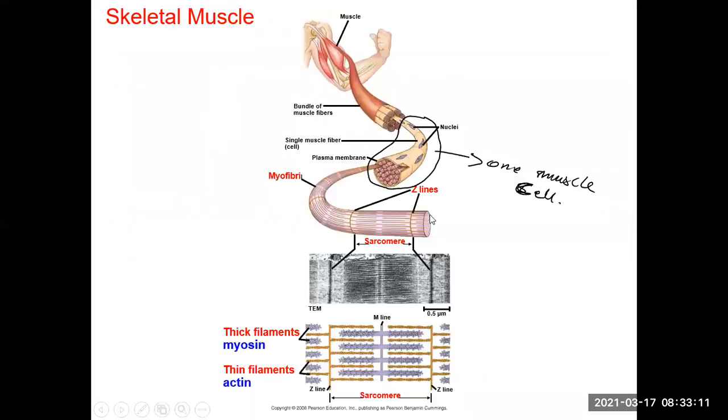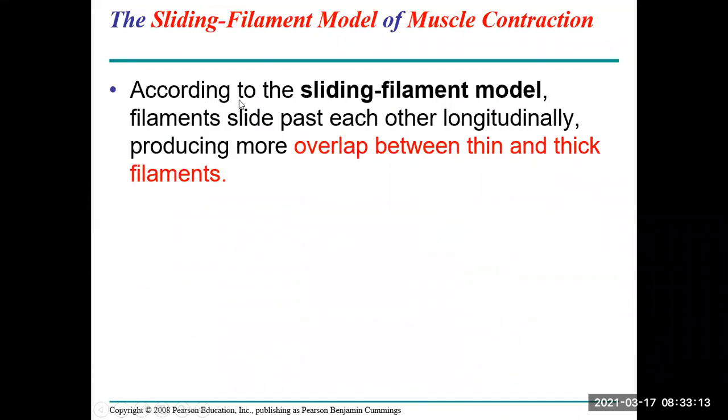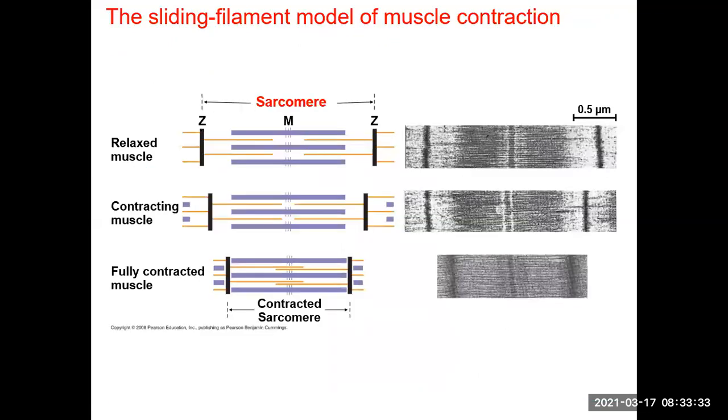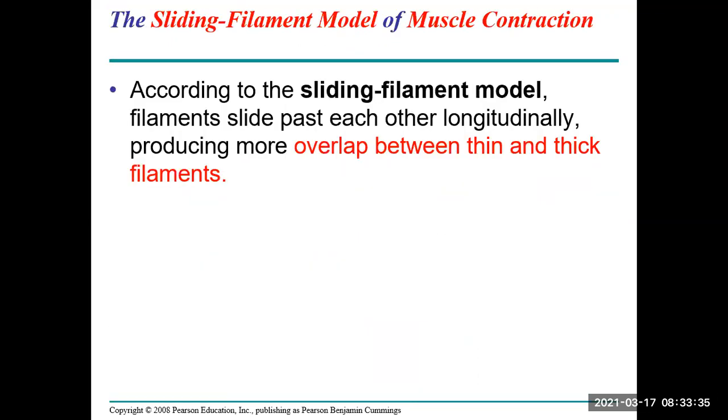This is called, as we said, the sliding filament model. By the way, we have different models of muscle fiber or muscle work, but this is the most successful model, which explains the muscle work in a very clear way.